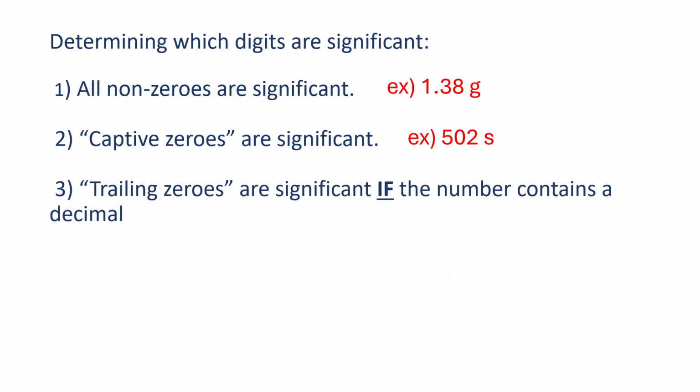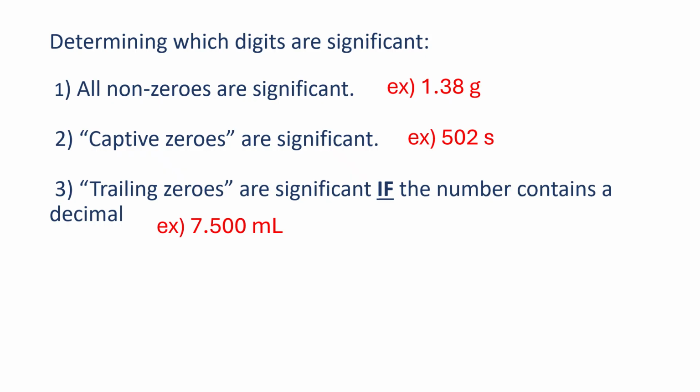Then the last one is, and this is the only rule that's kind of tricky, trailing zeros. Trailing zeros are going to be significant only if the number contains a decimal. So a trailing zero just means that it comes to the right of the last non-zero. So let's take this one step at a time here. The last non-zero in this number is 5. So reading from left to right, the last non-zero is 5. And then after that, I have 2 more zeros. Those would both be considered trailing zeros.